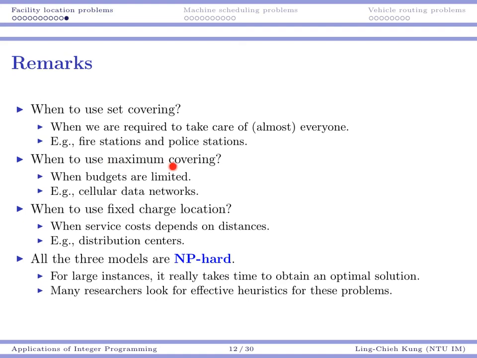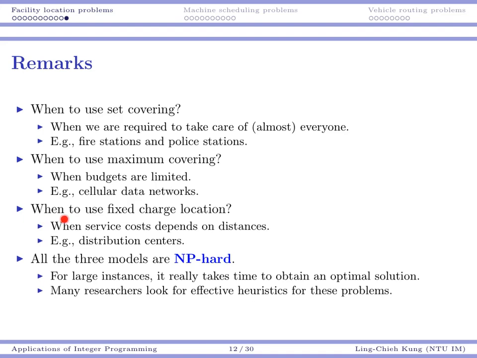Sometimes you want to do maximum covering. That typically happens when you have limited budgets and when you want to, for example, make money. So it's more like a business decision. You want to build, for example, cellular data networks so that most of the territory of your country is covered. But you don't really want to cover every single point in that region if that does not generate revenue.